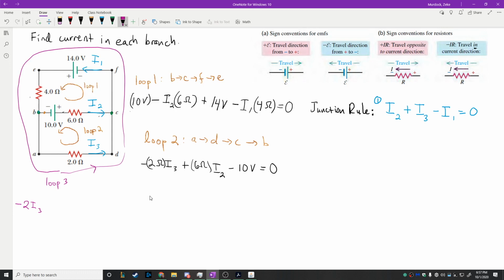And then we come all the way up to here. You get plus 14 volts. And then you get minus 4i1. It gets kind of annoying to keep writing the ohms over and over again, so we're going to drop those for the rest of the things we do here. Okay. So before we move on, we've got these equations. There's equation 1 right there. We'll call this one equation 2, and we'll call this one equation 3.